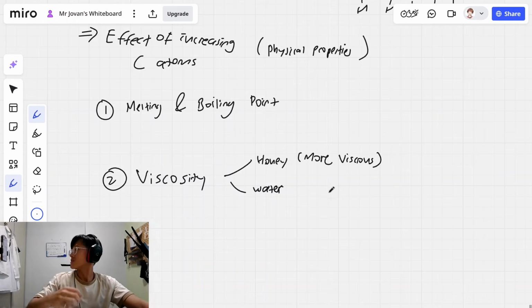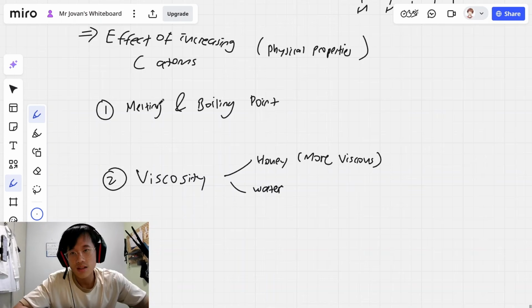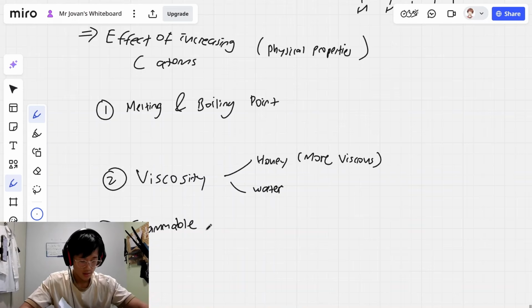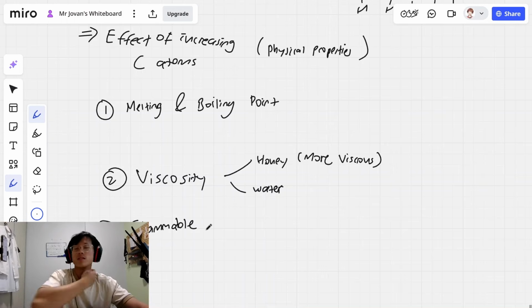And what does that mean? And how does the number of increasing carbon atoms change this? We'll go through it in a bit. Next, number three, we're going to talk about how flammable it is. I'm going to explain that to you in a bit. So these three things. Now, melting and boiling point.